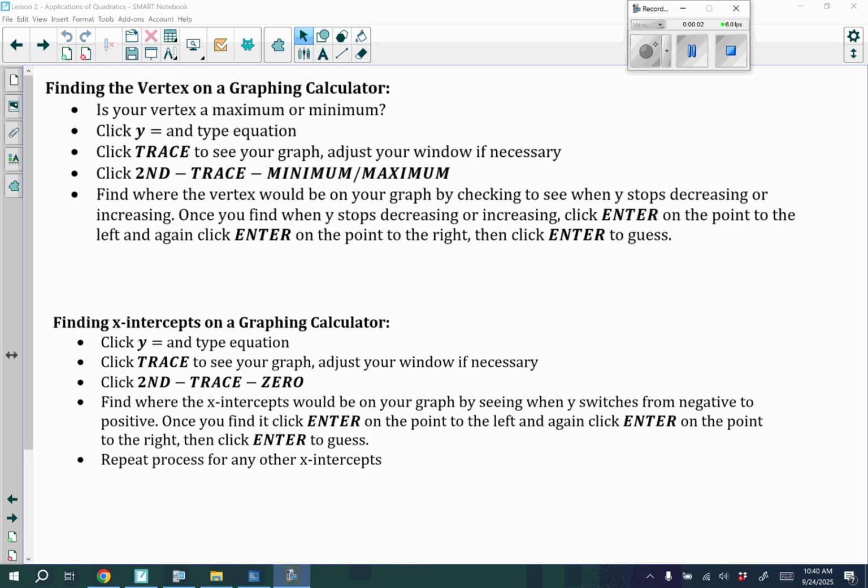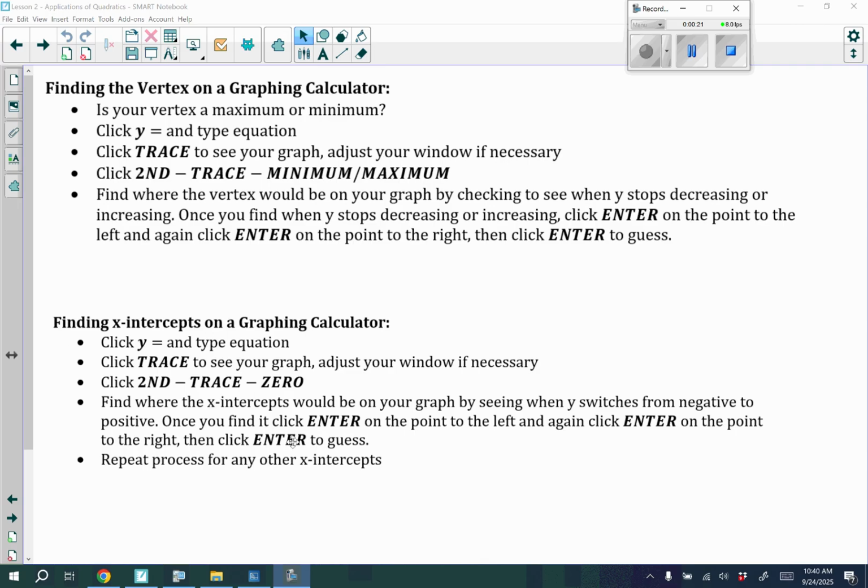Hey everyone, so we're going to talk about how to use our graphing calculator to find the vertex as well as x-intercepts of quadratic functions. Now, on your notes, you do have the instructions, like finding the vertex on the graphing calculator, you can see that right here, and the same thing for finding x-intercepts on the graphing calculator.